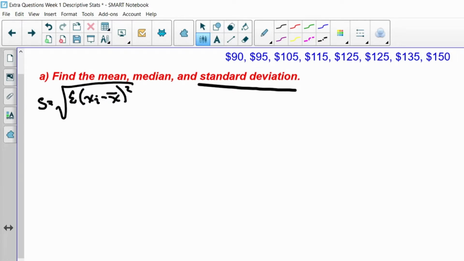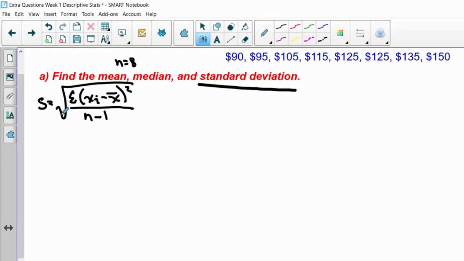Now, the reason why it matters if it's a sample or the population is because for a sample, we go n minus 1 instead of just n. Now, we have 8 data points here, and the way you show me your work is sort of up to you. You can make a nice little table where you go xi minus x bar squared, and then you have the work, or you can just throw the work down on the page.